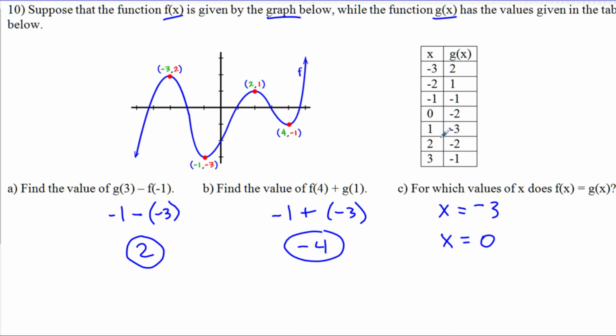At 1, here it is 0, but here it is not 0. At 2, my output is 1, and over here my output is negative 2, that's not true. At 3, my output is 0, and over here my output is negative 1. I don't need to check 4 because there's no 4 on this function.